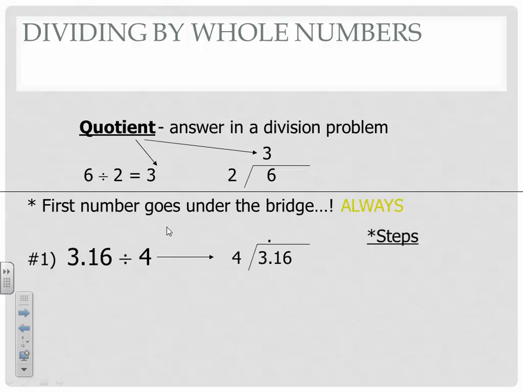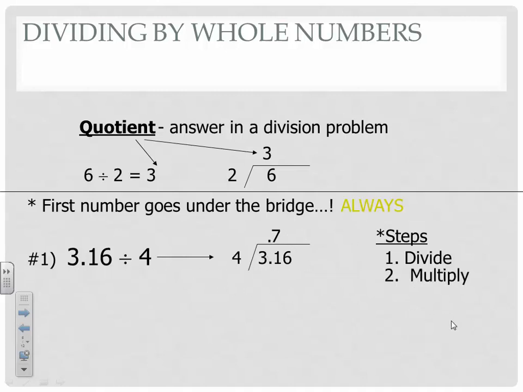Now we have to go through our steps. So you've done this in elementary school, this is going to be super easy. We're going to first divide. Does 4 go into 3? No, it doesn't. So does 4 go into 31? Yes, it does. 4 times 7 gets us into 31. So we just divided. 4 goes into 31 7 times.